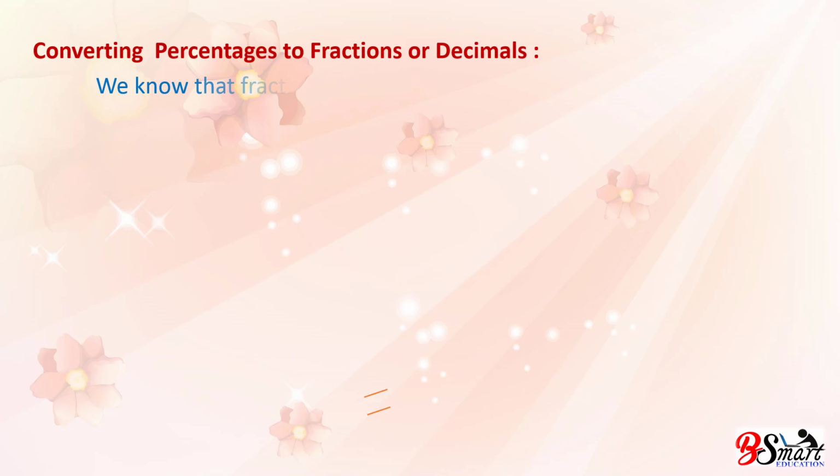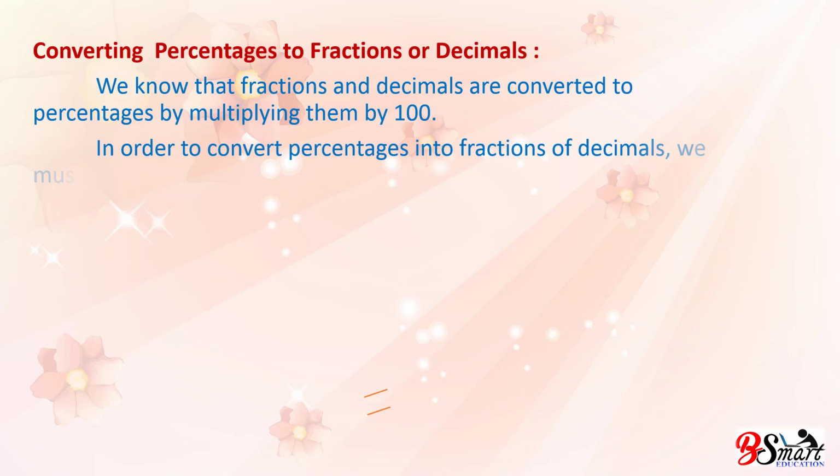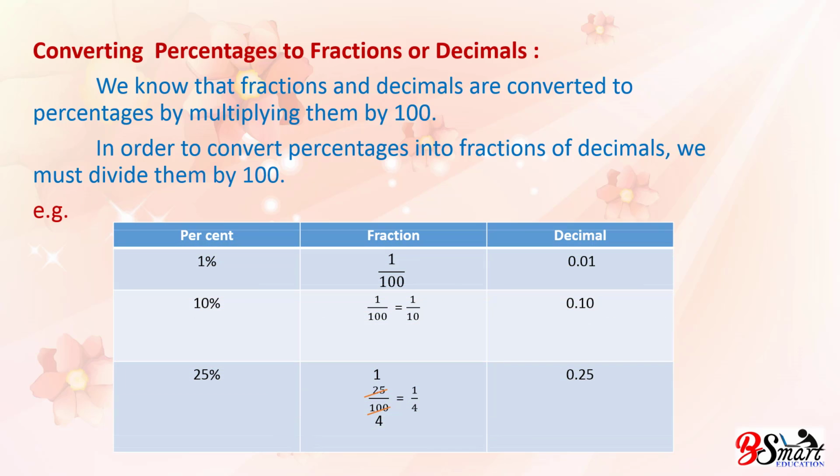We know that fractions and decimals are converted to percentages by multiplying them by 100. In order to convert percentages into fractions or decimals, we must divide them by 100. For example, 1% in fraction is 1 by 100 and in decimal 0.01. Second example, 10%. In fraction 10 by 100 means 10 tens are 100, so 1 upon 10, and decimal 0.10.